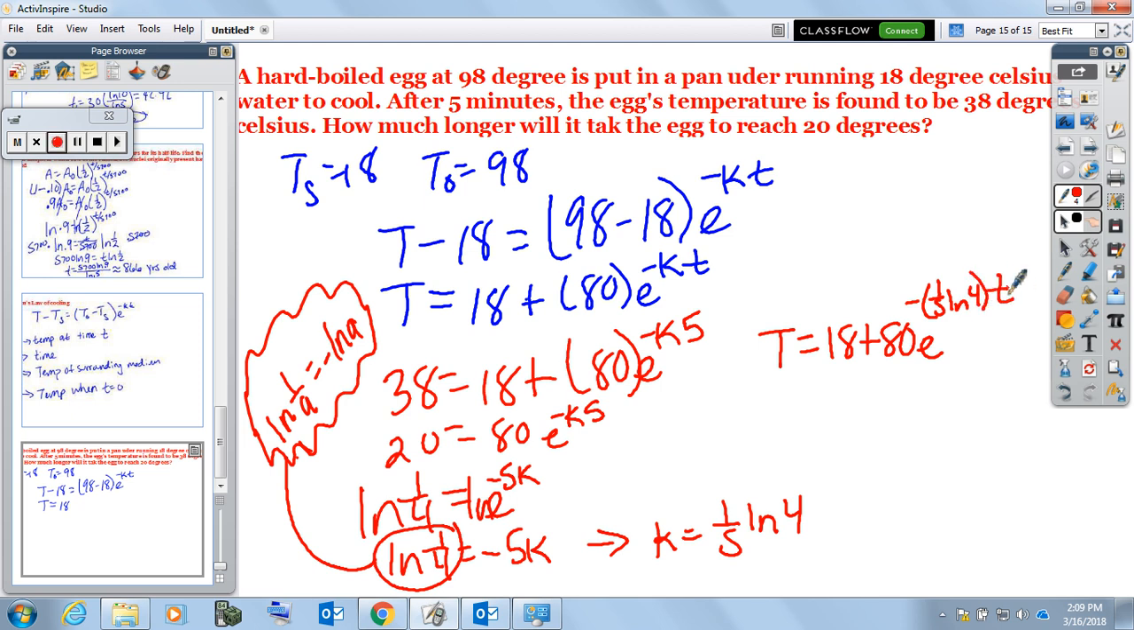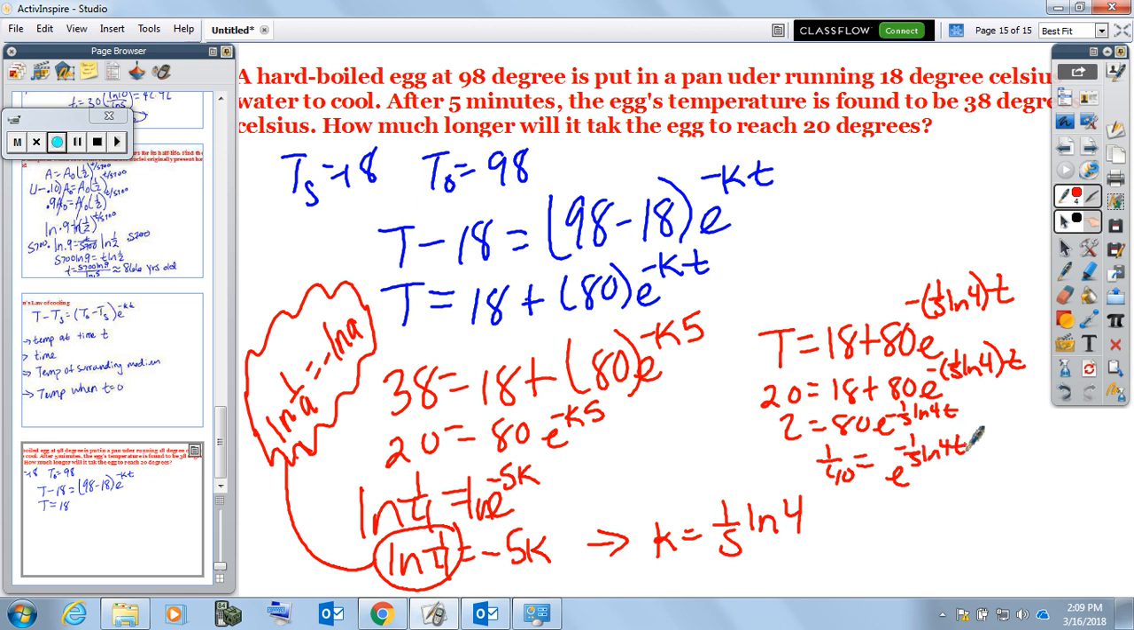So I can use this to find our value for t for any of our particular ones that we're dealing with. And so we want to know what happens basically when the temperature equals 20. So what happens when it equals 20? Well, we have 18 plus 80 times e to the negative 1/5 natural log of 4 times t. 2 equals 80 times the same. Dividing through by 80, we get 1/40 equals e to the negative 1/5 natural log 4 times t.